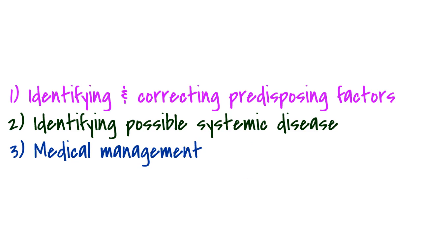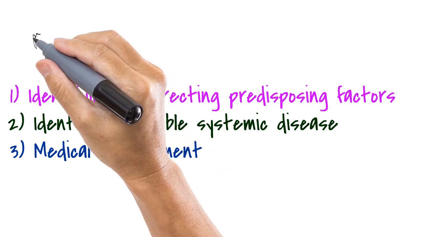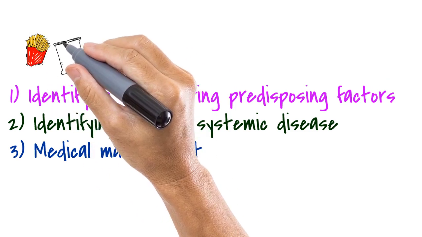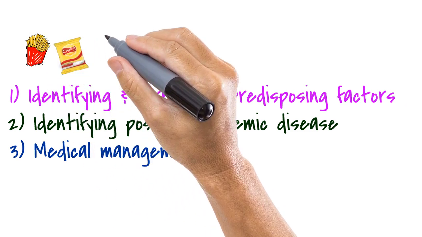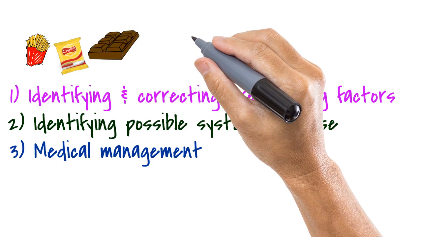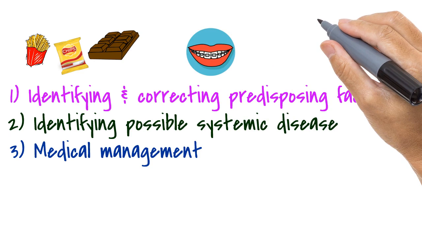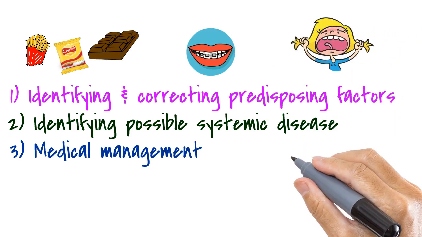So for example, in terms of predisposing factors, patients with recurrent aphthous ulceration should be advised to avoid foods containing benzoate preservatives, such as potato chips, crisps, or chocolate, since many sufferers implicate these foods in the onset of ulcers. Another example is trauma. Perhaps the patient is wearing an appliance that is causing trauma to the mucosa, or perhaps the patient is going through a stressful time.